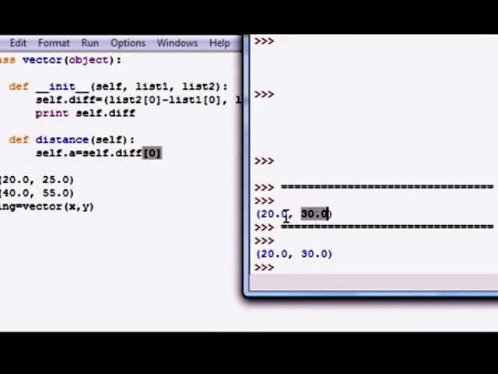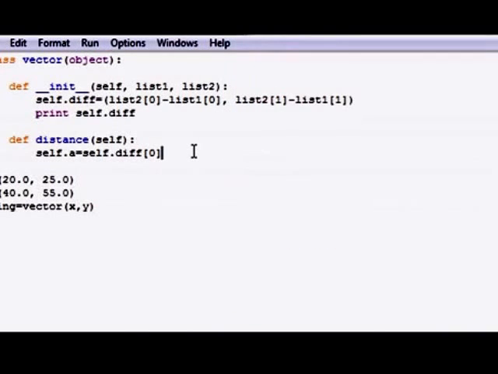And then we can use those two items, these are the two sides, to figure out the length of that third side. So let's write self.b and set it equal to self.diff[1].